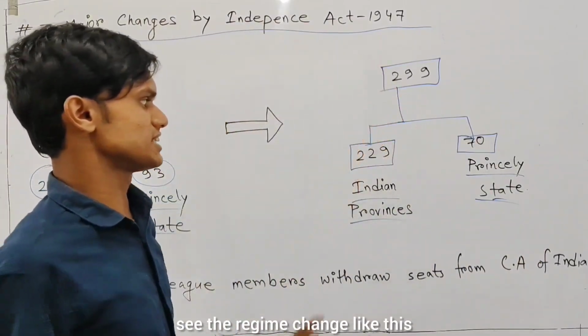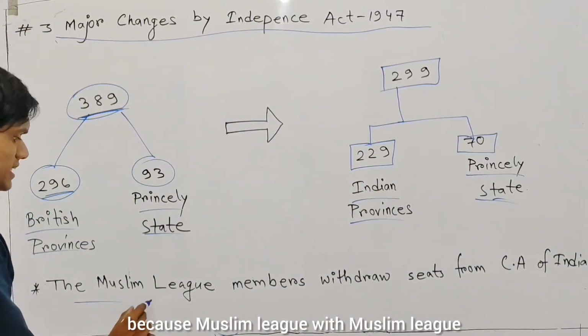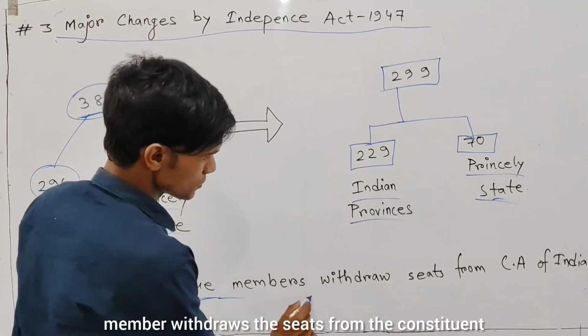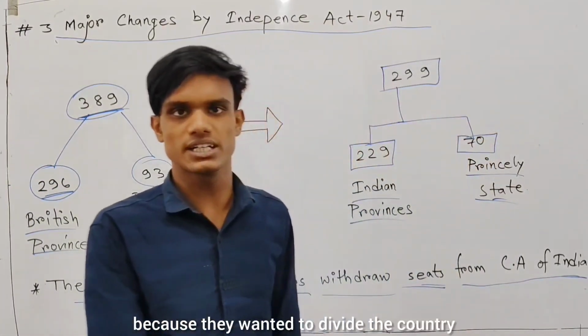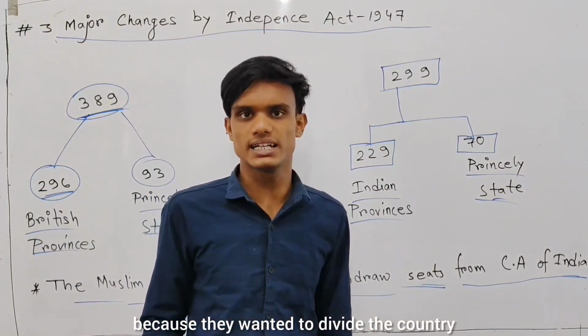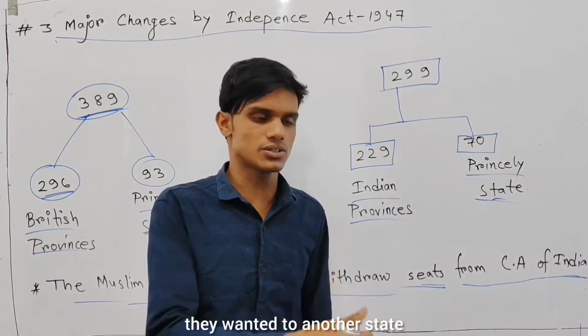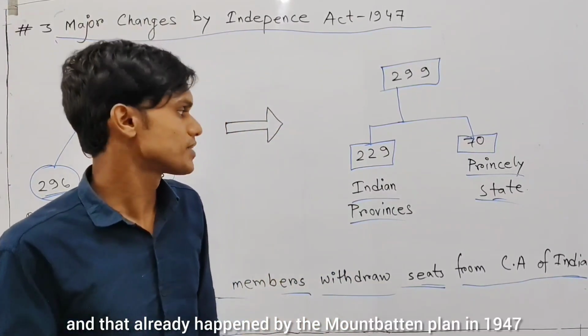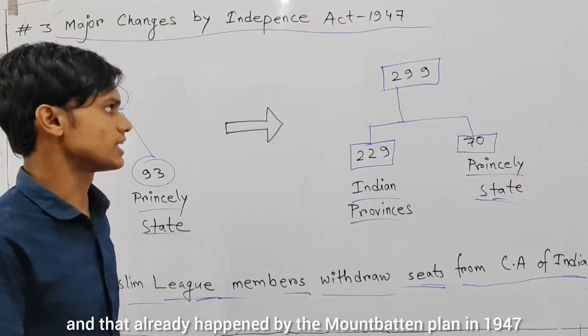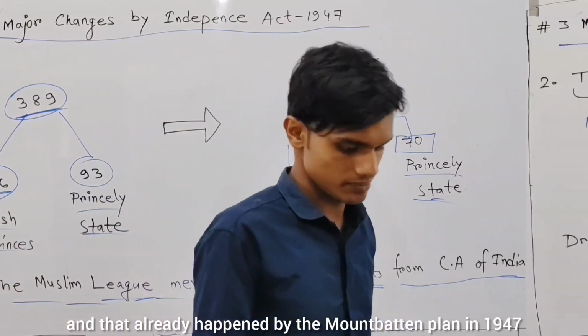The seat arrangement changed like this because Muslim League members withdrew their seats from the Constituent Assembly of India, because they wanted to divide the country. They wanted another state, and that already happened by the Mountbatten Plan in 1947.